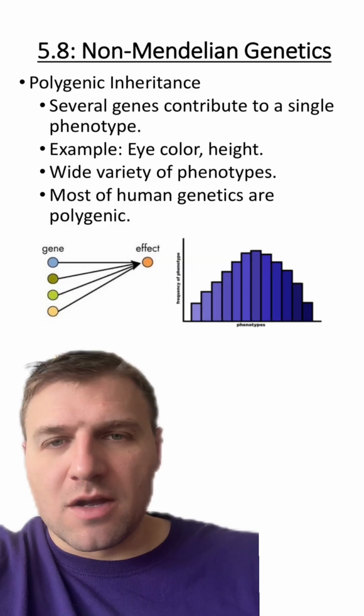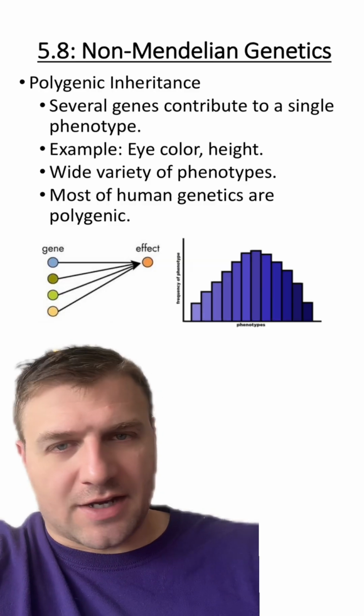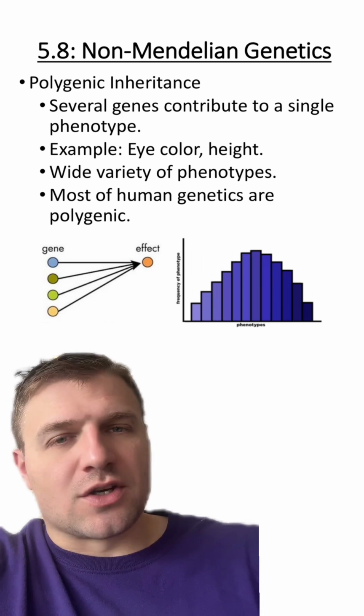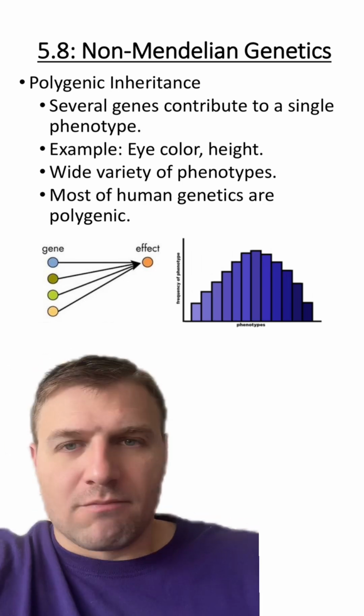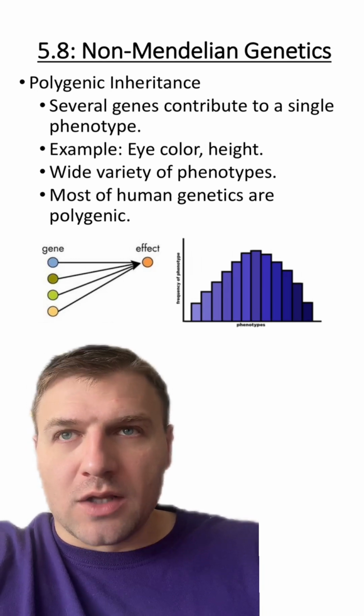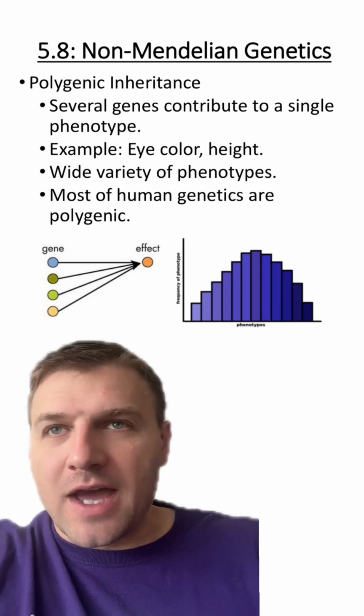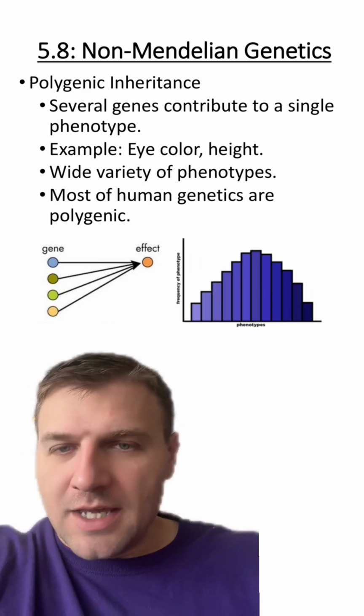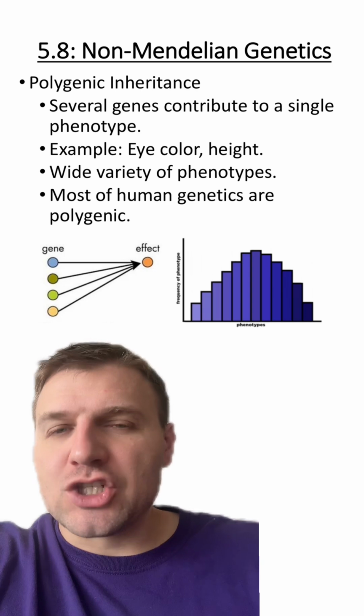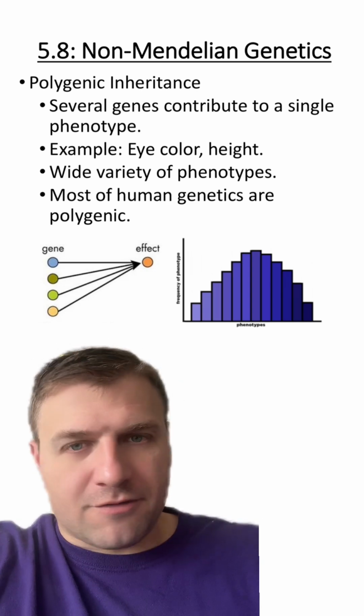Our next type of non-Mendelian genetics is called polygenic inheritance. This is where several genes are going to contribute to a single phenotype. Up until this point, we've been really looking at one locus and determining how that locus affects one phenotype. In this type of inheritance, there will be many genes that affect one phenotype.